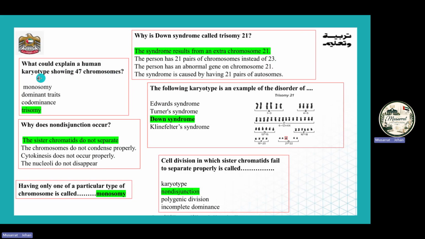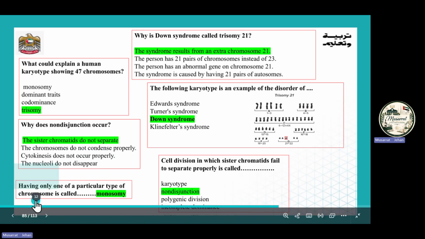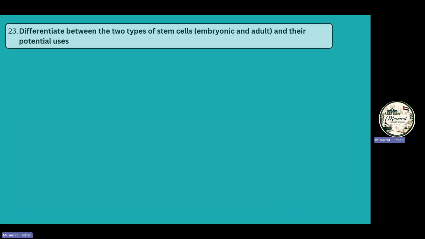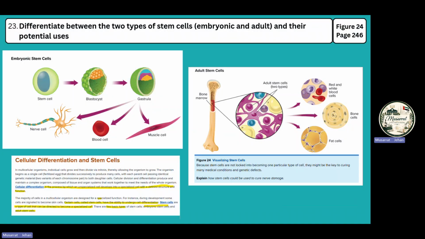What could explain a human karyotype showing 47? 47 means there is 1 extra, so trisomy. Why does non-disjunction occur? Because the chromatids are not separating properly. Having 1 chromosome is monosomy. So you go through these questions, pause the video, have a look at the questions, and question number 23 will be talking about stem cells.